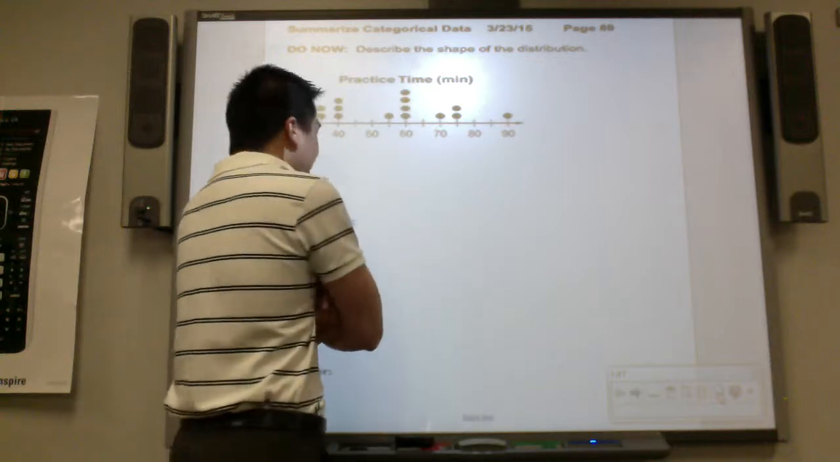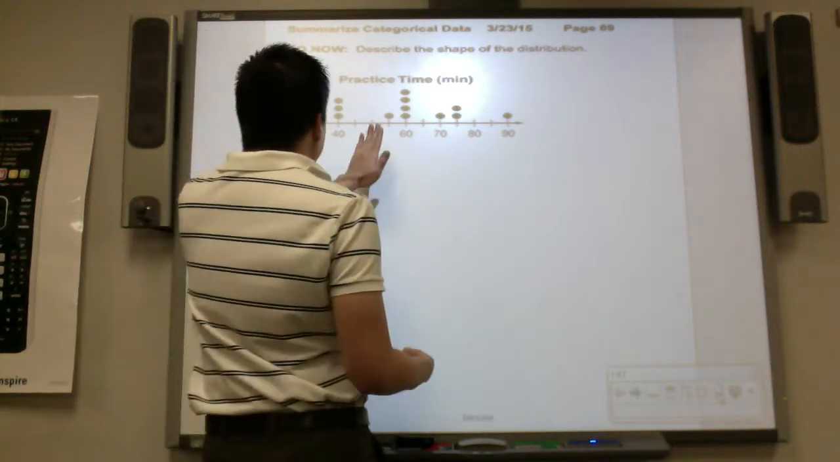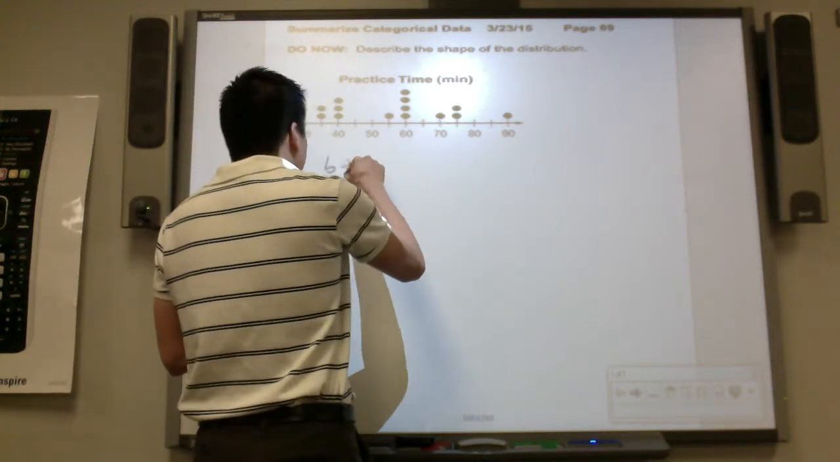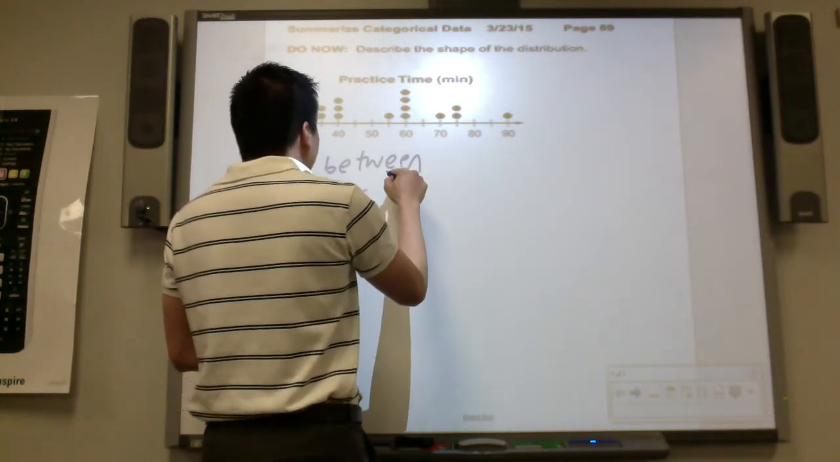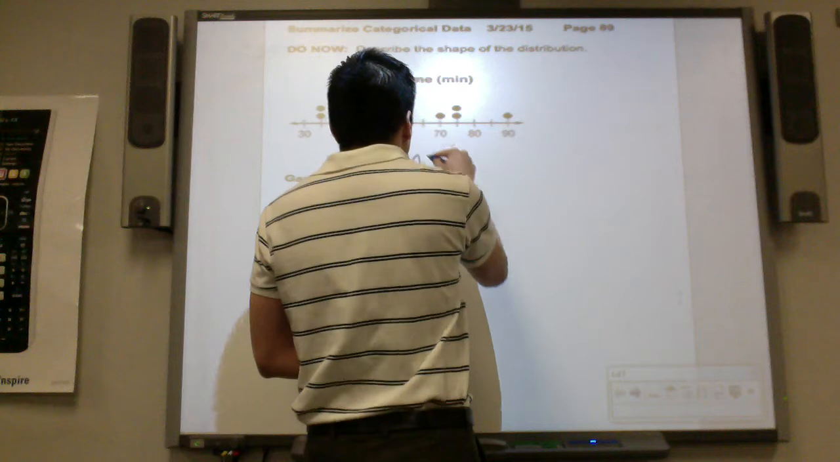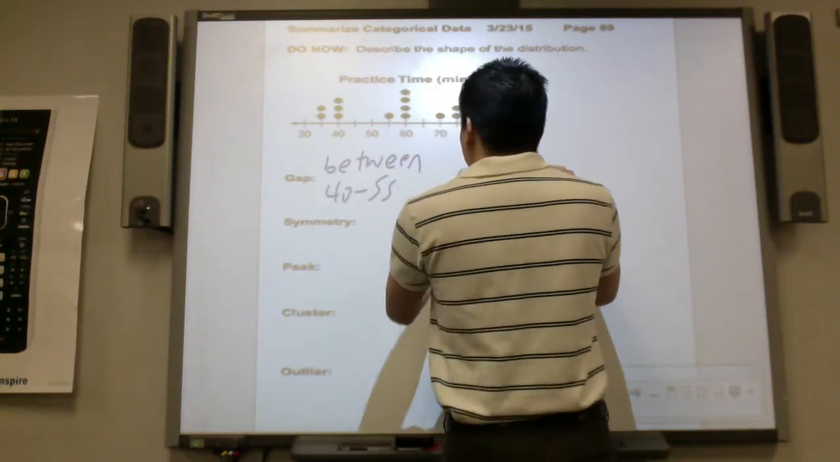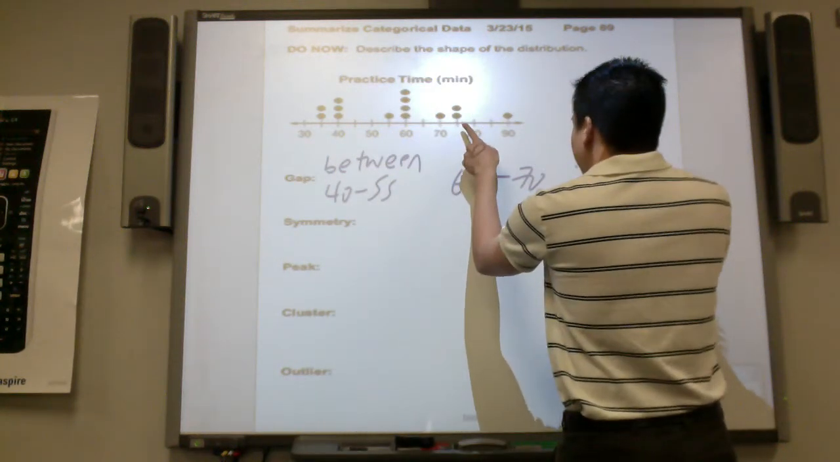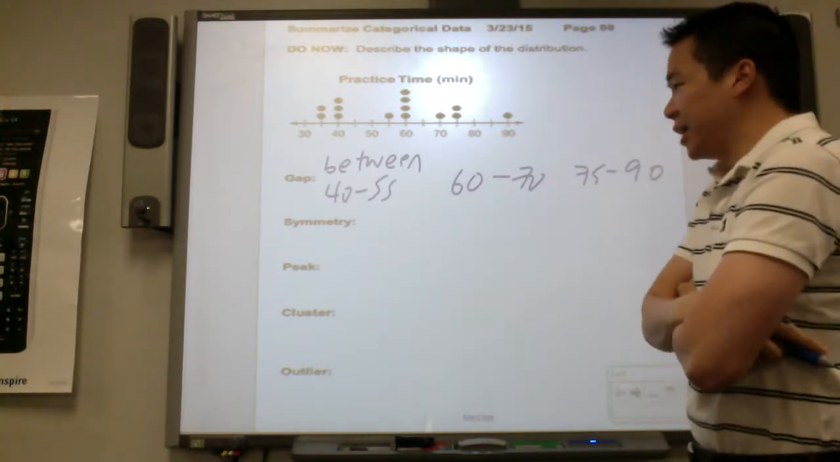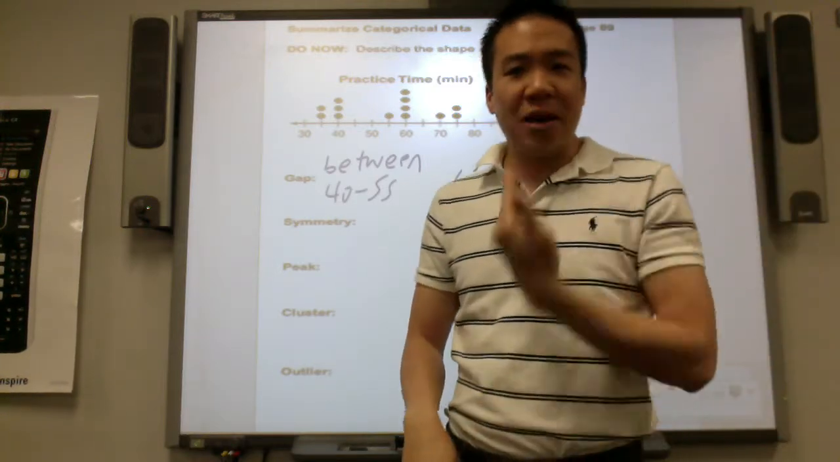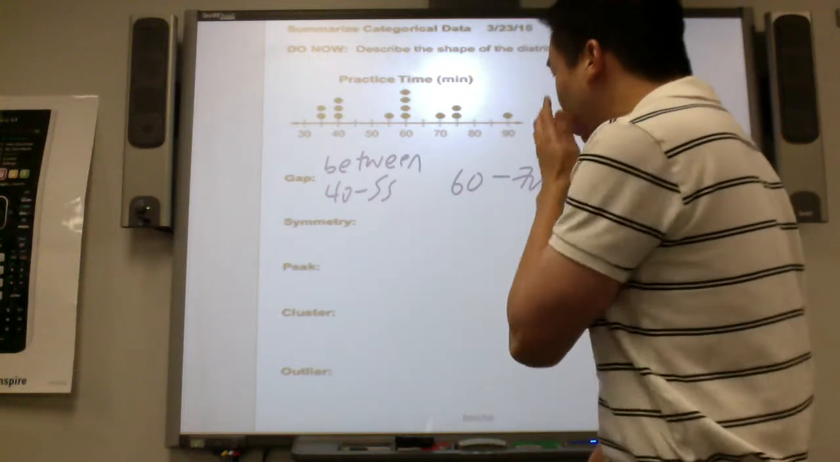All right, I see a gap. A gap is like an empty space. I see a gap, an emptiness, between 40 and 55, between 60 and 70, and between 75 and 90. Symmetry. Symmetry is symmetrical. Does the left look like the right?